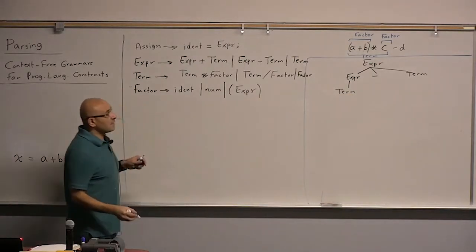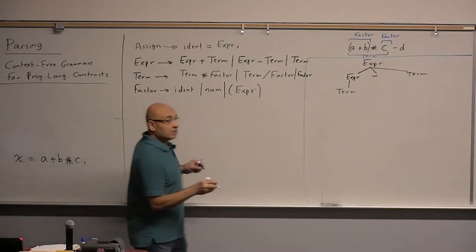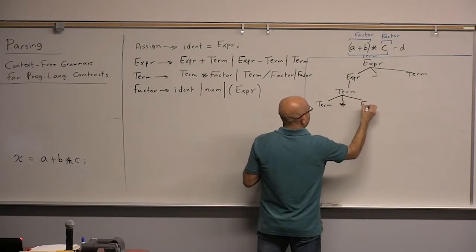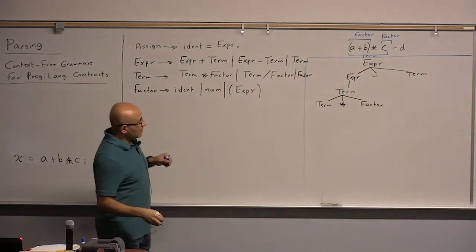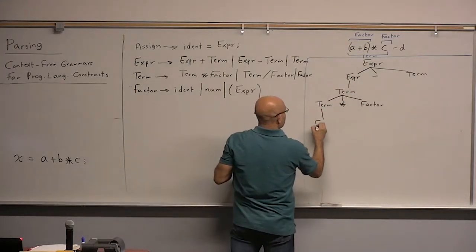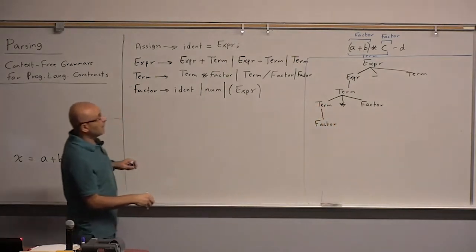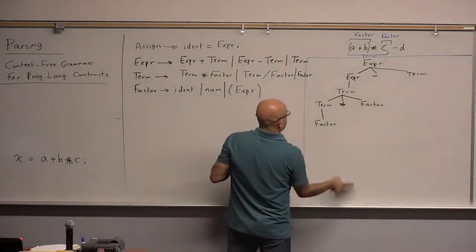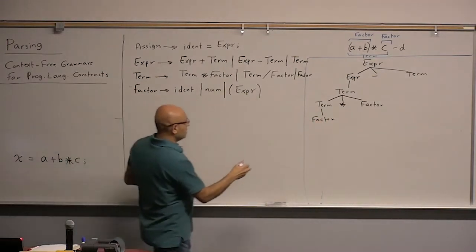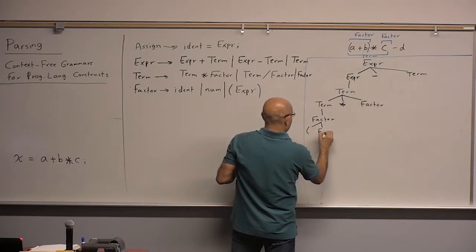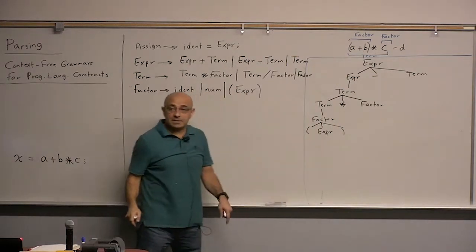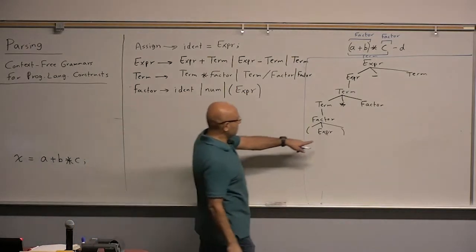And this single term consists of how many factors? Two factors. So it's term times factor. The left-hand side is this factor, right? What's this factor? The parentheses expression. This factor is parentheses expression. So these are terminals, open parentheses, close parentheses. But the expression is a non-terminal.